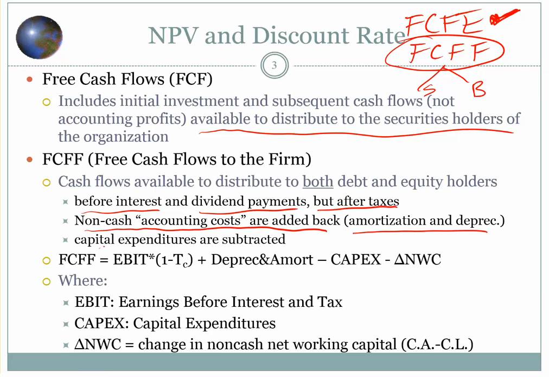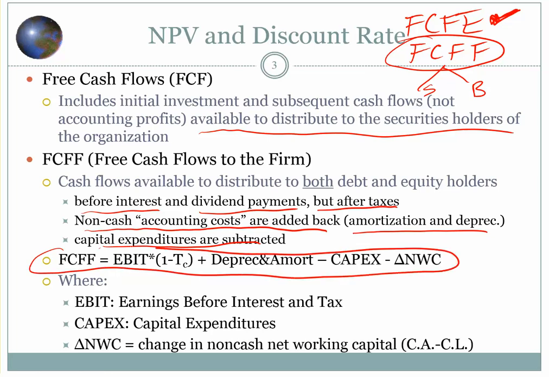We also want to subtract any capital expenditures, including any working capital. So a good working formula for free cash flows of the firm would be the earnings before interest and tax times 1 minus the corporate tax rate, adding back depreciation and/or amortization, subtracting capital expenditures, which would be cash outlays for capital goods like machines or equipment, and subtracting any change in net working capital like inventory.